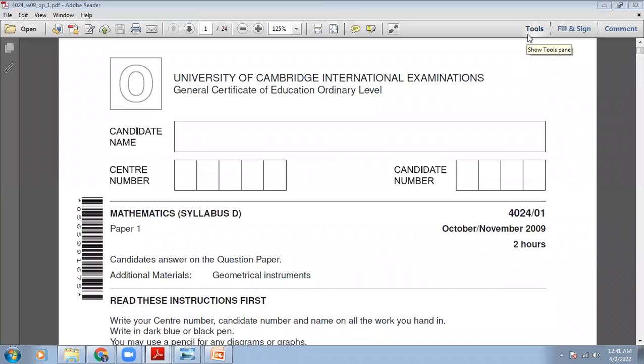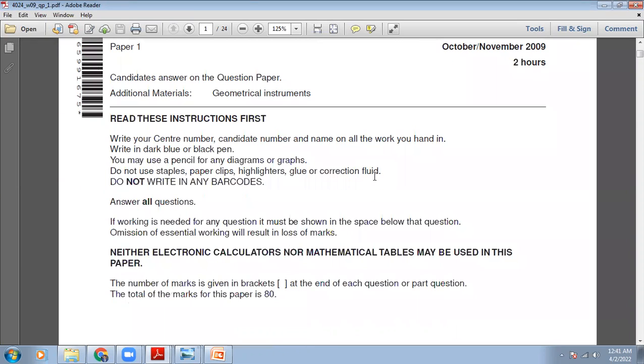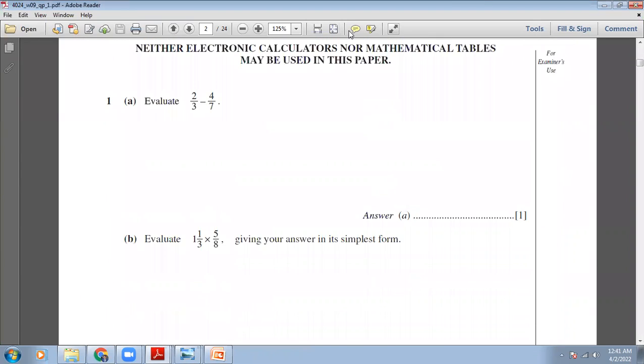So the paper is showing up on your screen, October, November 2009, paper 1, Mathematics, Syllabus D. The code of the subject is 4024. Paper 1, the calculator is not allowed in this paper. So the first question is coming up on your screen.